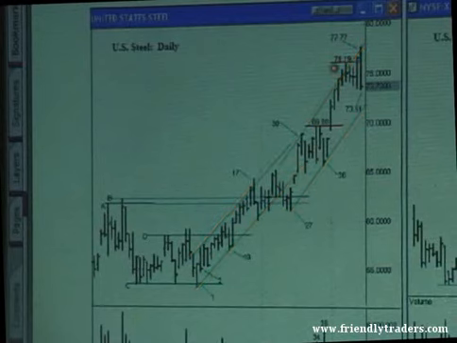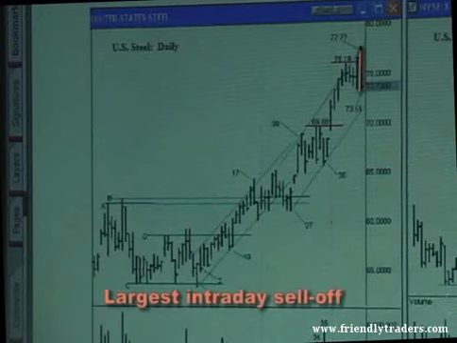$77.77, there's a pretty nasty downward reversal. In fact, that is the largest down day. That is a day where it closed lower. So the largest intraday sell-off of any day since we turned up from point number 1. I pay attention to those things.